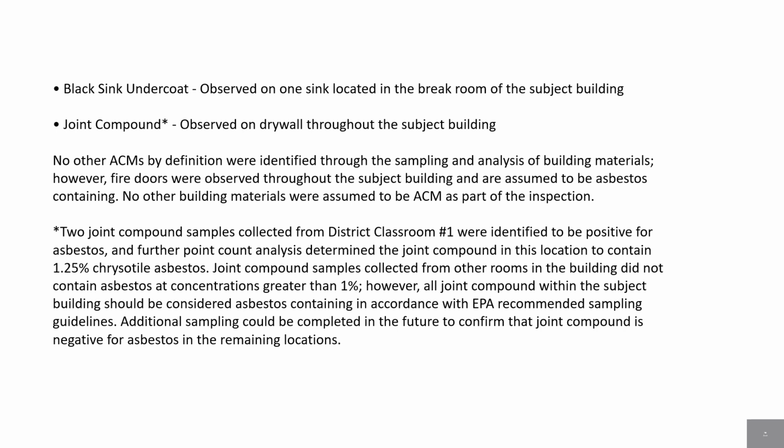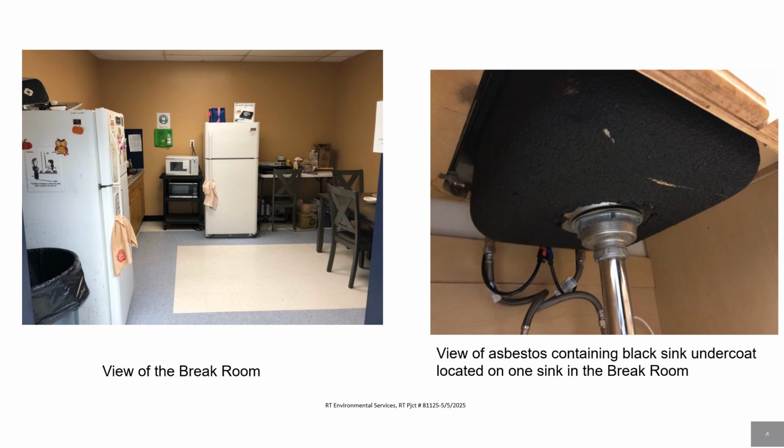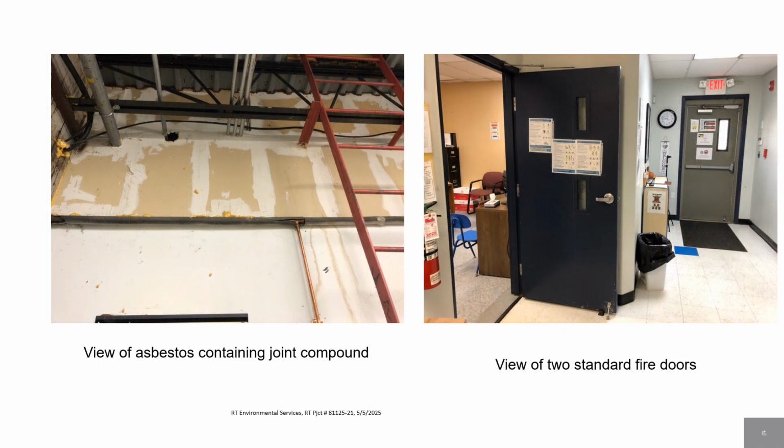Asbestos was discovered in the black sink undercoating in the break room of the subject building, as well as 1 sample of joint compound. No other ACMs were identified through sampling and analysis. However, the fire doors throughout the building are assumed to be asbestos-containing. This is a view of the break room and a view of the asbestos-containing black sink undercoating. This is a view of the asbestos-containing joint compound and a view of 2 standard fire doors.